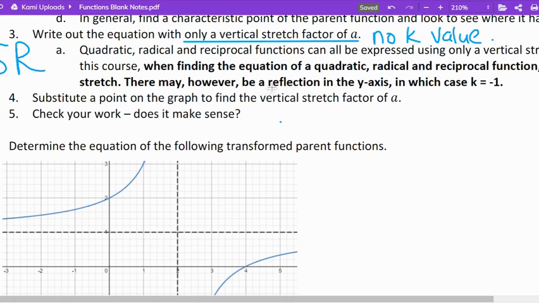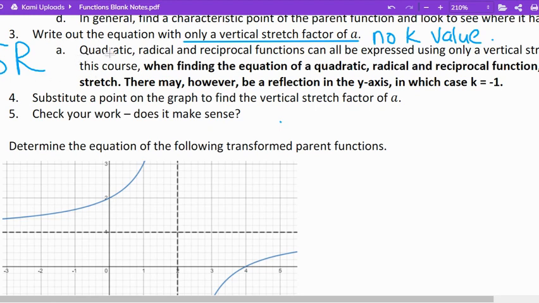And some of you might be like, what? Because if I'm doing this in a radical function and I have a negative a value, well, that just takes me here. But what if my radical function does this? That's a negative k value. So that is the one exception.